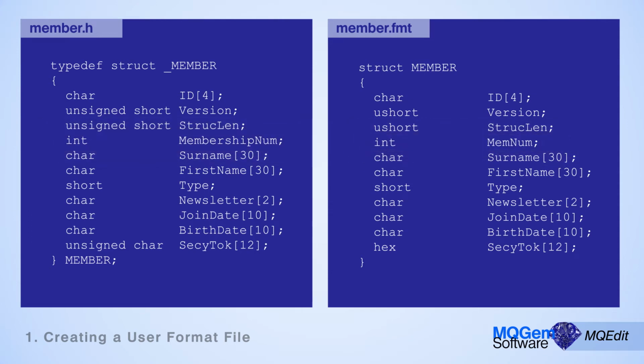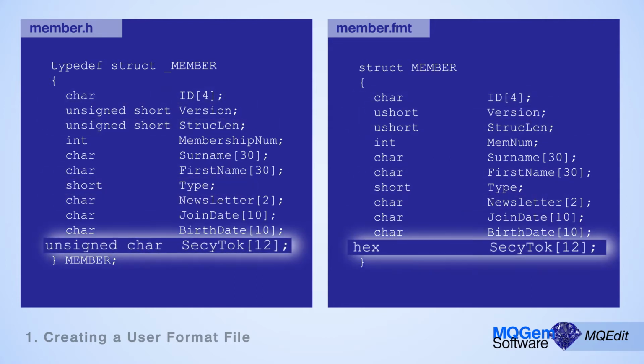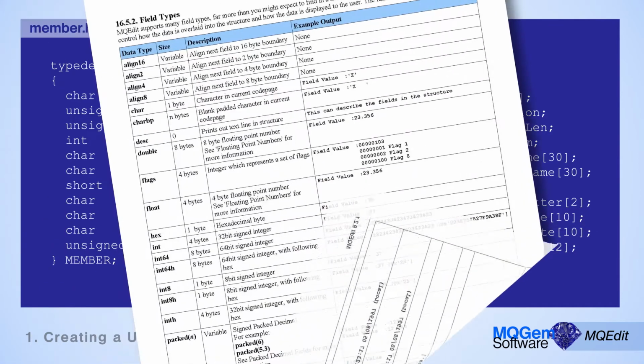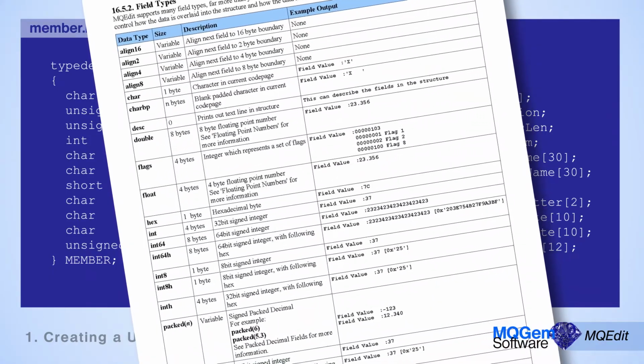In addition to the numeric types having different sizes, they can also be signed or unsigned. Byte fields are described as a hex field with the length of the byte string enclosed in square brackets. A full table of all the different field types can be found in the MQEdit user guide.